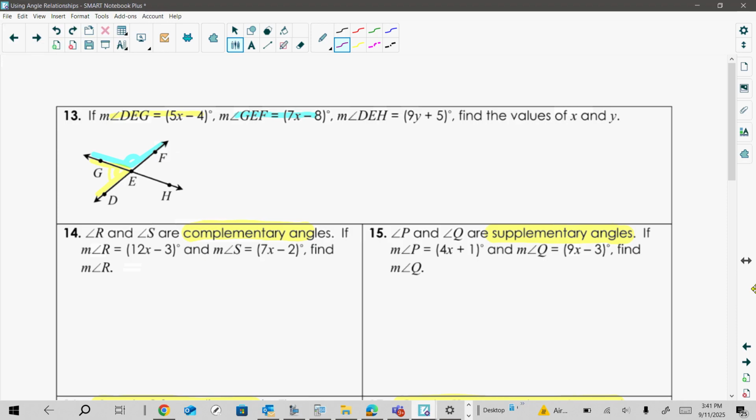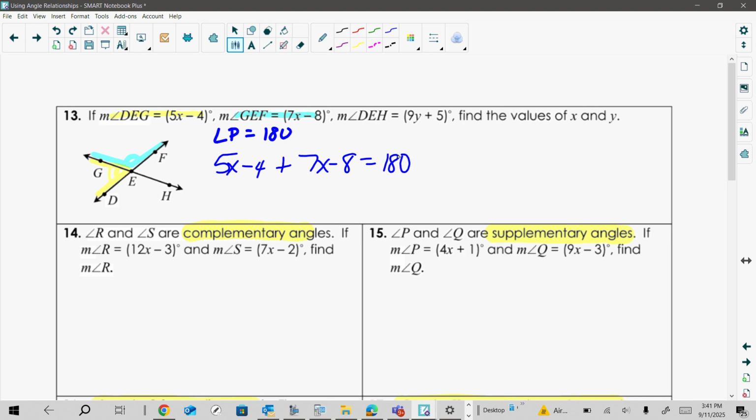All right, so on the back here, now we're finding the values for x and y, but we have, again, a linear pair. Trying to highlight these angles for you. So we're starting off with the linear pair, which means they equal 180. So this DEG, this is my yellow angle right here, that 5x minus 4. I'm going to add that to this adjacent 7x minus 8 and make that equal 180. So we're going to find x, and then we're going to plug that in to find y.